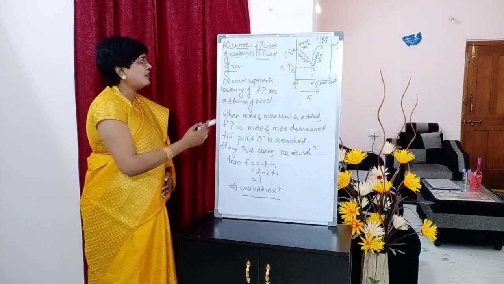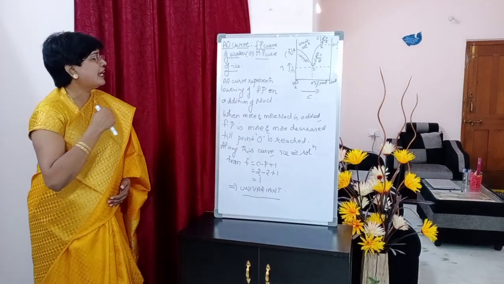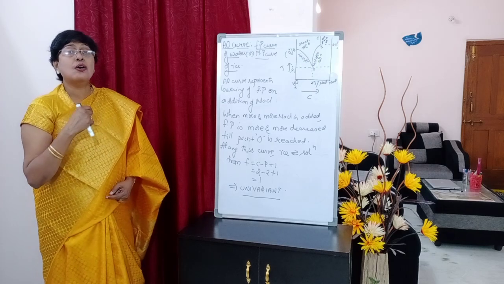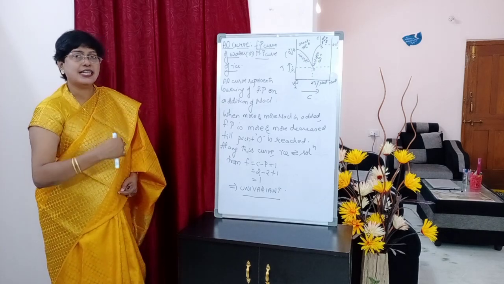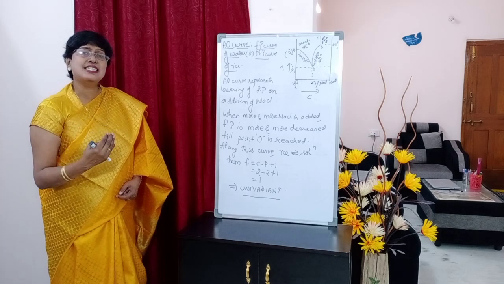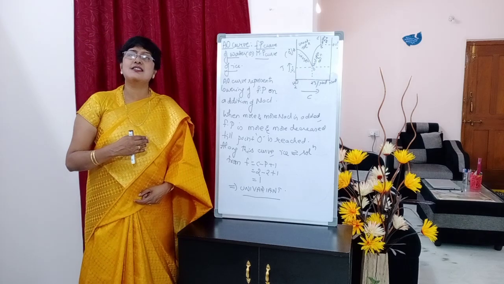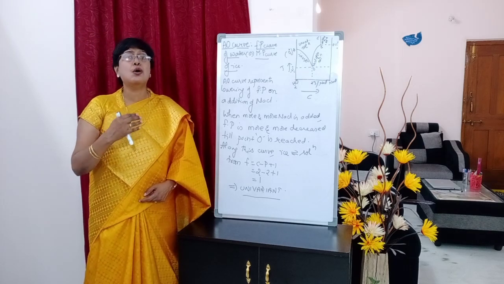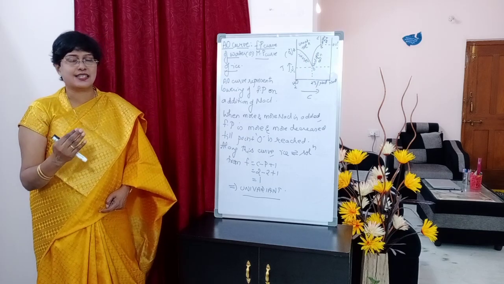So, what you will write here? AO curve represents lowering of freezing point on addition of NaCl. Next point, write down. When more and more NaCl is being added, what happens? Freezing point is also decreased more and more until point O is reached.